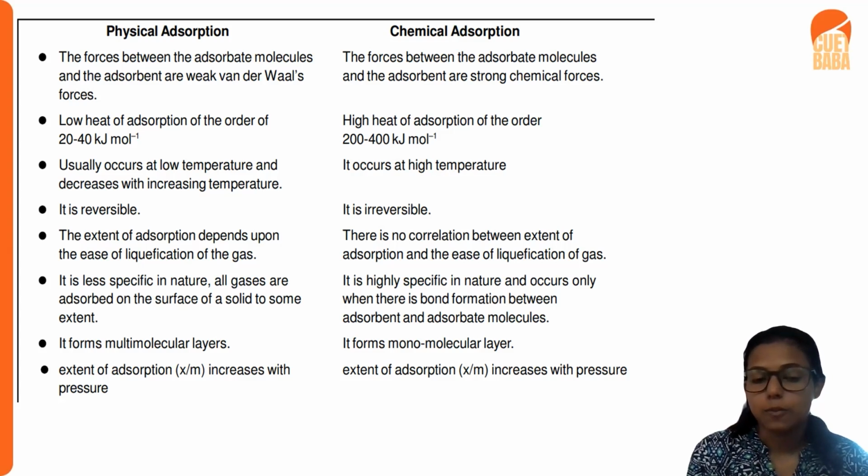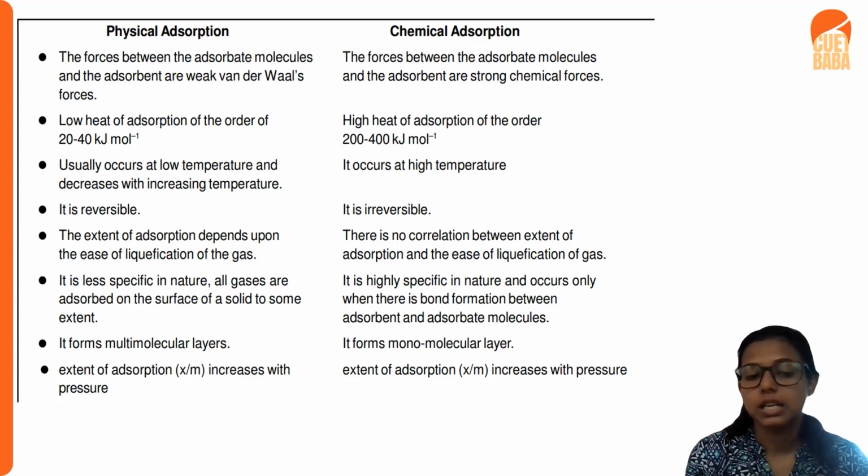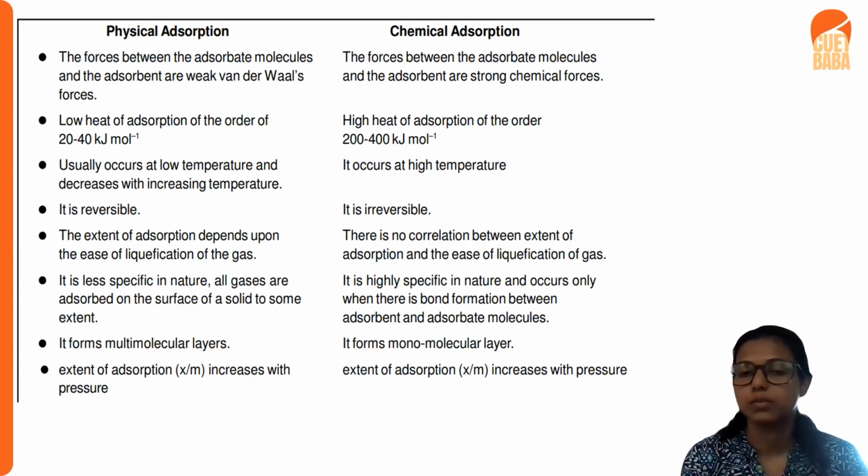The extent of adsorption is X by M. X is the number of moles of adsorbate that get adsorbed on the surface of the adsorbent, and M is the mass of the adsorbent present. The extent of adsorption increases with the pressure. In both cases, the extent of adsorption will increase with the pressure. When more pressure is applied, the process of adsorption will increase.